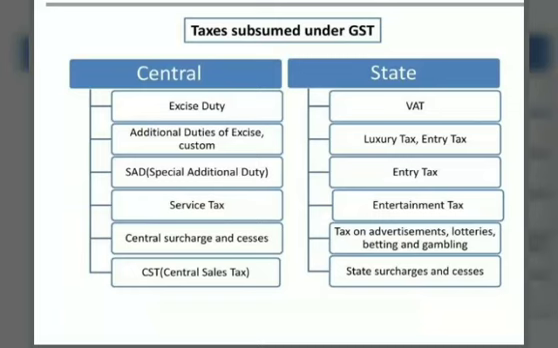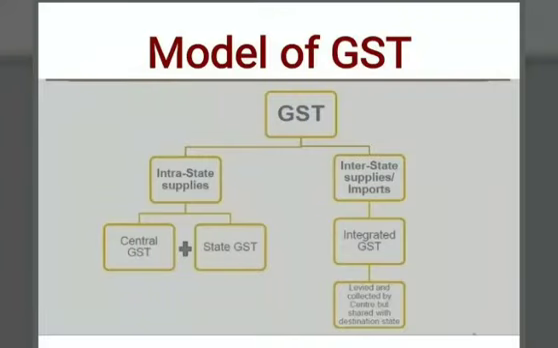Then we can see there are three models of GST such as CGST, SGST, IGST. CGST stands for Central Goods and Services Tax. SGST stands for State Goods and Services Tax. IGST stands for Integrated Goods and Services Tax. When transactions are made within the state, CGST and SGST will apply. And when transactions are made out of state, IGST will apply.